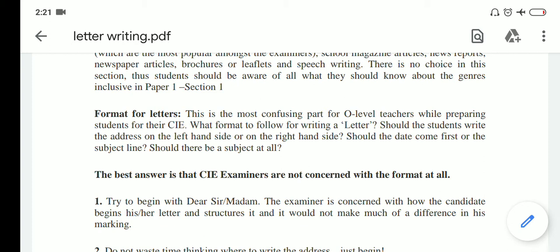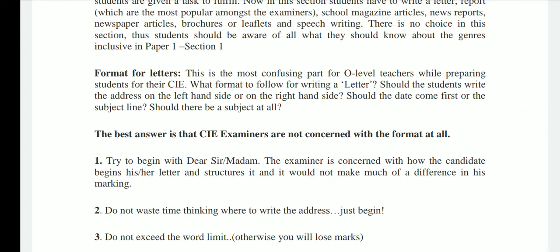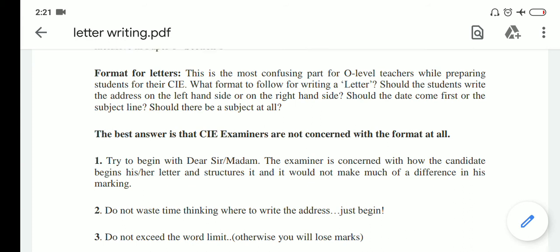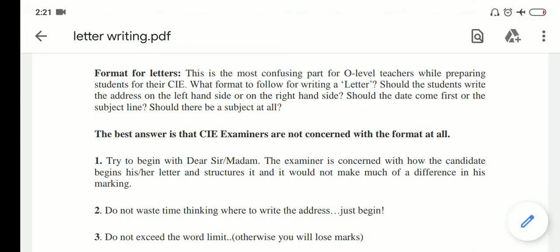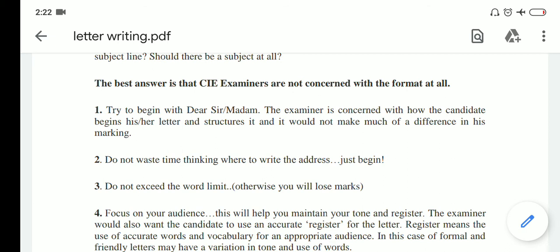The total marks of the letter are 30. So the best answer to the format of the letter is that CIE examiners are not concerned with the format at all. Try to begin with the salutation, dear sir and dear madam. This is called the salutation.